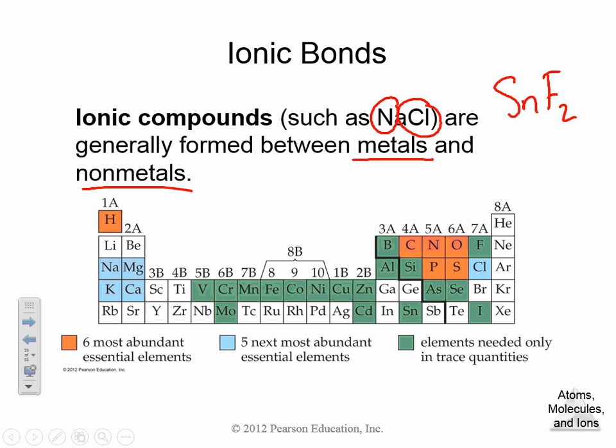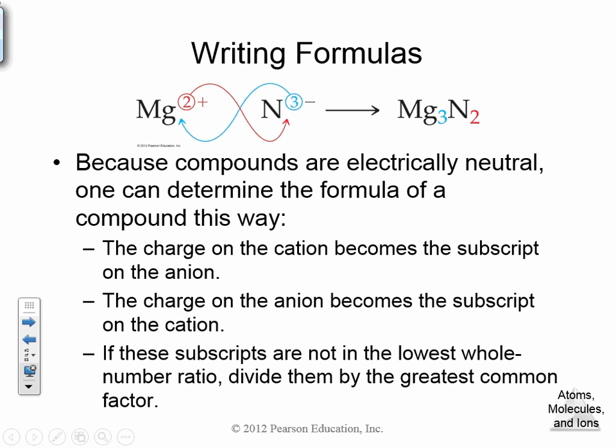How do I know if that's an ionic bond or covalent bond? Well, tin is a metal, fluorine's a nonmetal. It's definitely an ionic bond. So you have to be able to identify the difference between ionic and covalent, and one of the easiest ways to do that is that ionic compounds are a metal and a nonmetal bonding together.